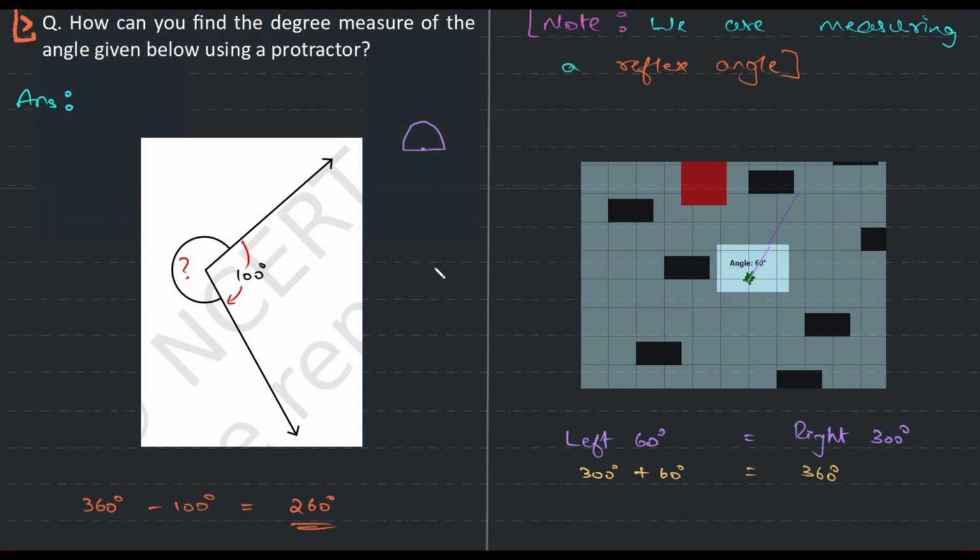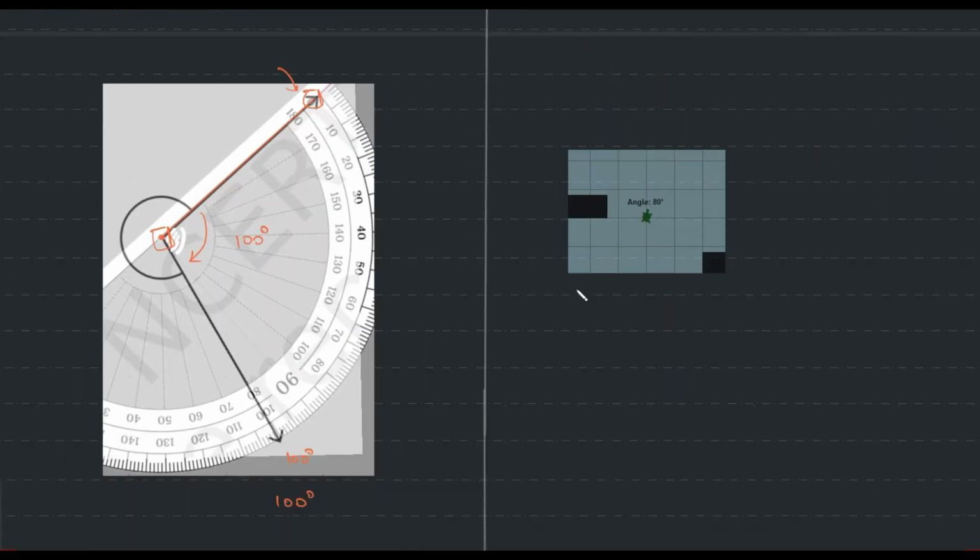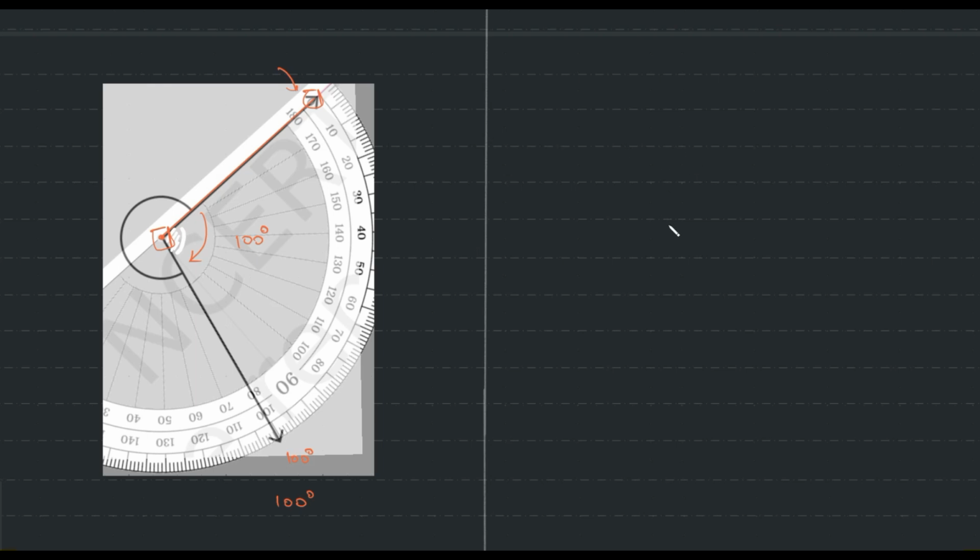So turning in this direction 100 degrees, it will end up something like this. 100 degrees will be like that. It is the same as turning in the other direction by an amount of 260 degrees. You will end up pointing in the same direction.